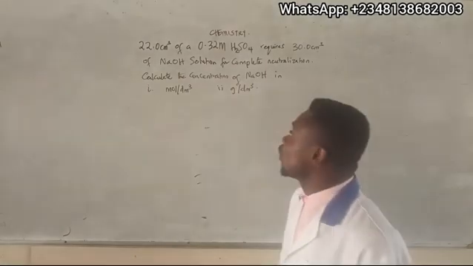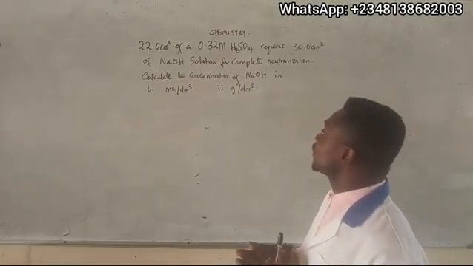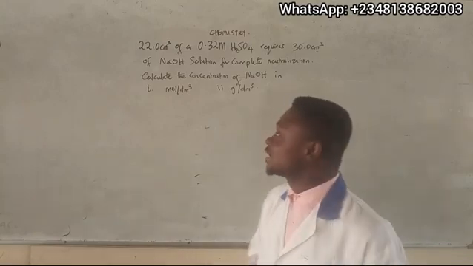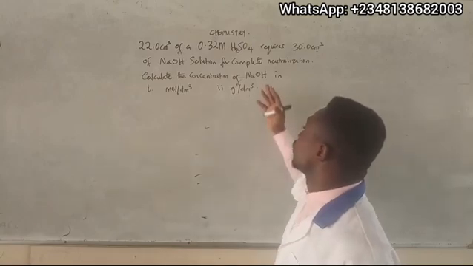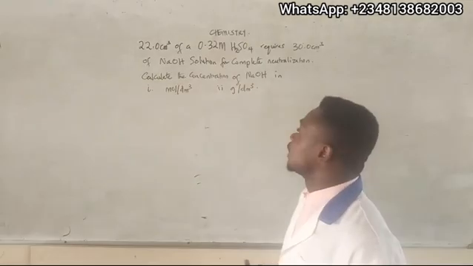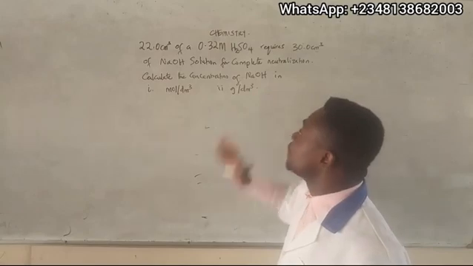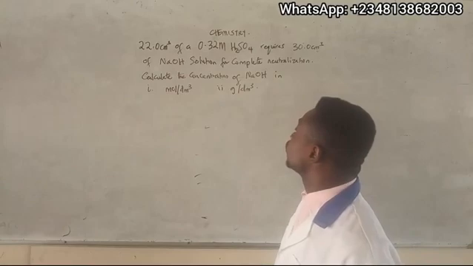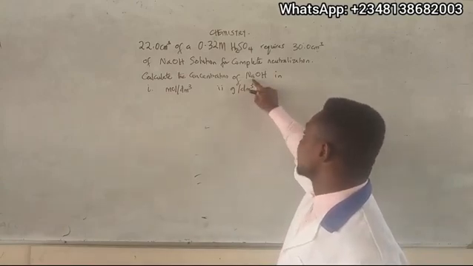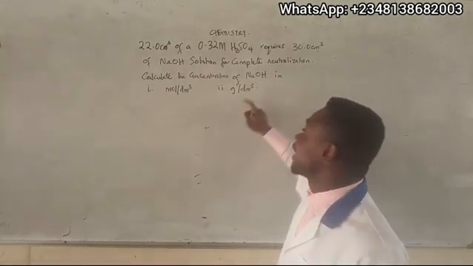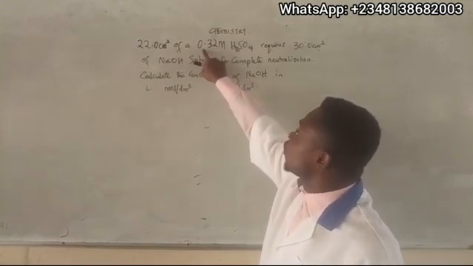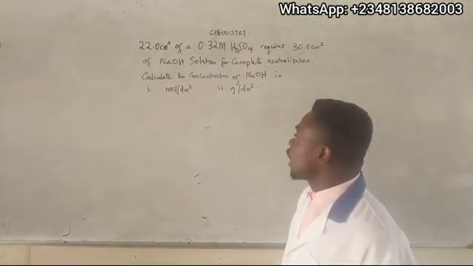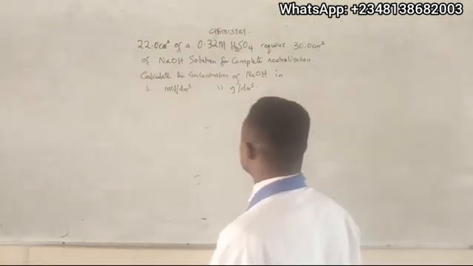So this is a neutralization reaction. In that neutralization we calculate the concentration of sodium hydroxide that is required for complete neutralization. Actually, we want to standardize this sodium hydroxide using 0.32 mole per dm³ H2SO4. Now, without wasting time, let's get down to business.